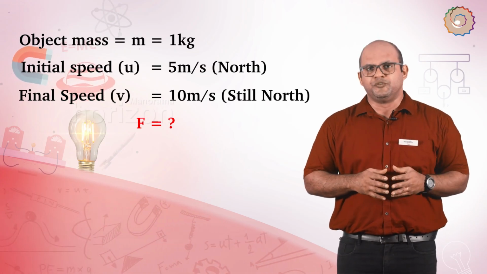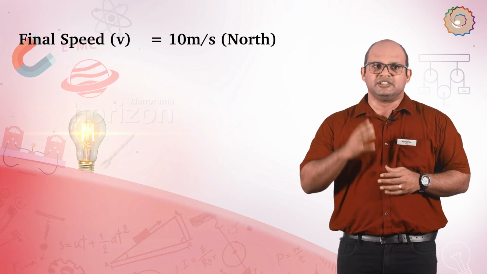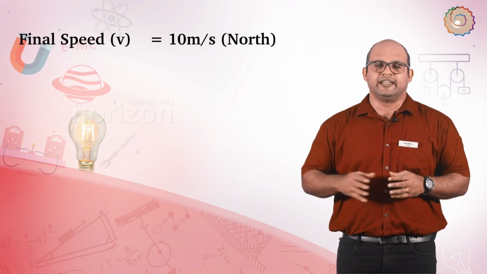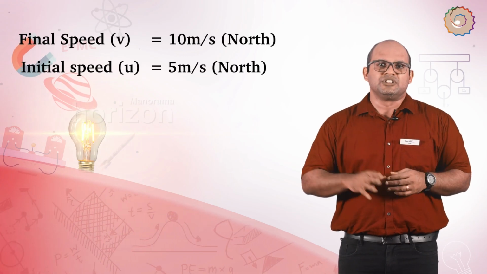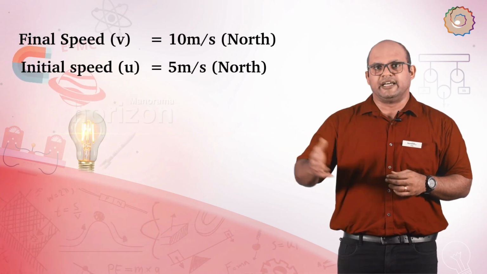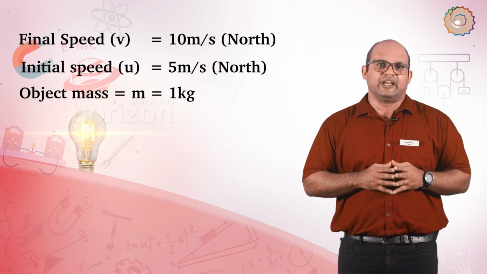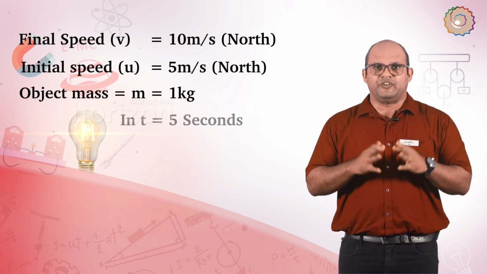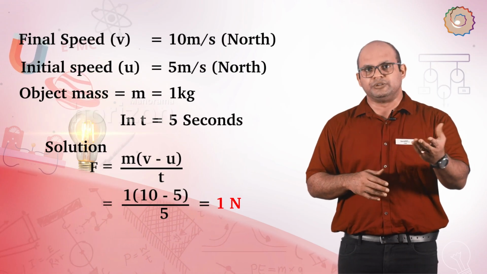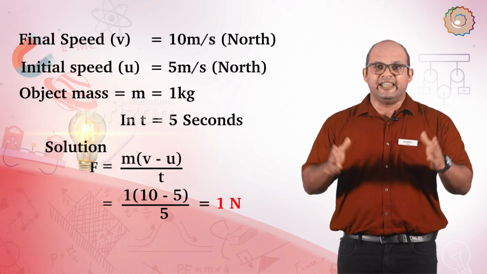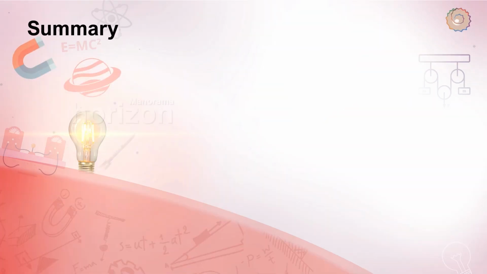Well, based on the information that we have been given, the final velocity of this object is 10 meters per second in the north direction, that is v. The initial velocity of the object was 5 meters per second in the north direction, that is u, and the mass of the object was 1 kilogram. Given that it took 5 seconds for this change to happen, we can put these values in the equation and calculate the force applied in this time, as you can see. So we can summarize what we have learned as follows.